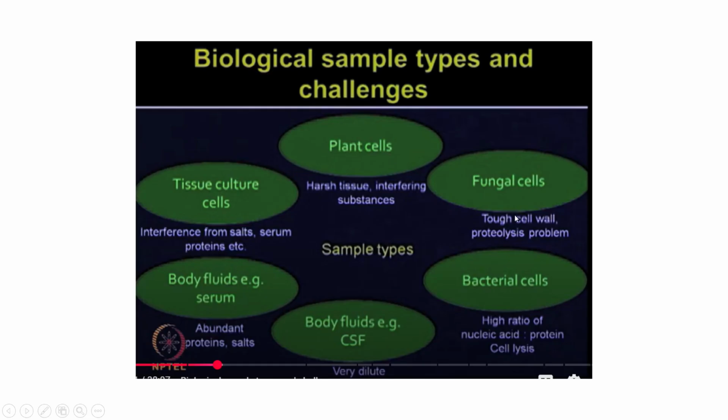This one has a proteolysis problem. This one has a much greater nucleic acid to protein ratio, so nucleic acid needs to be removed completely. So each and every source of sample might have a different issue in getting a purified protein. Accordingly, that specific step needs to be much more stringent so that those components are removed.